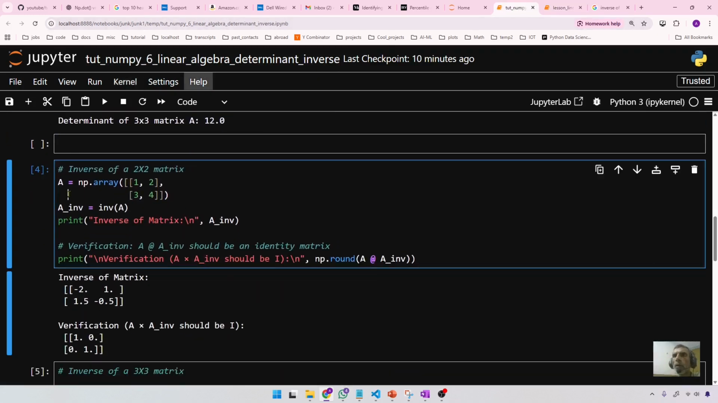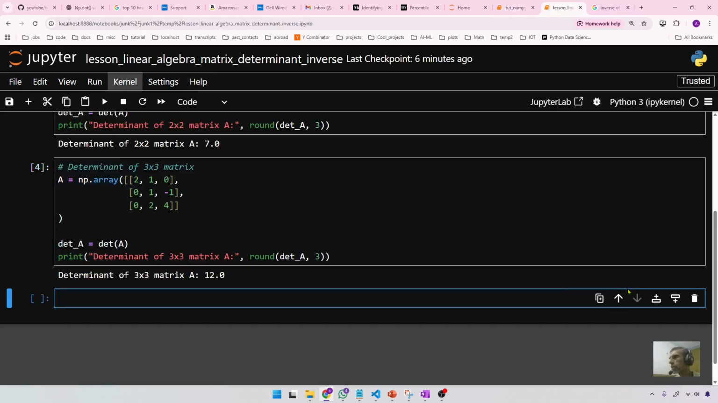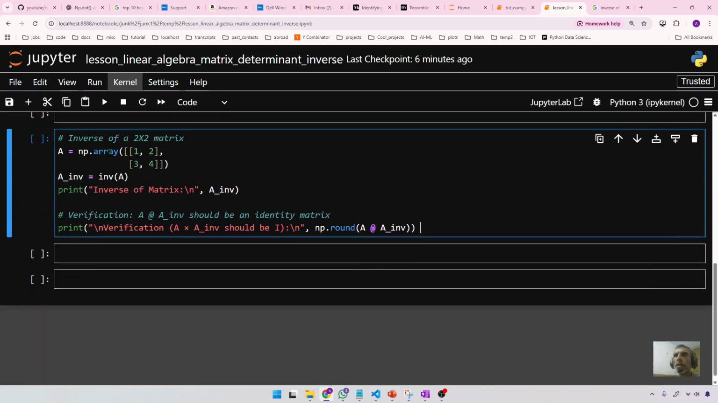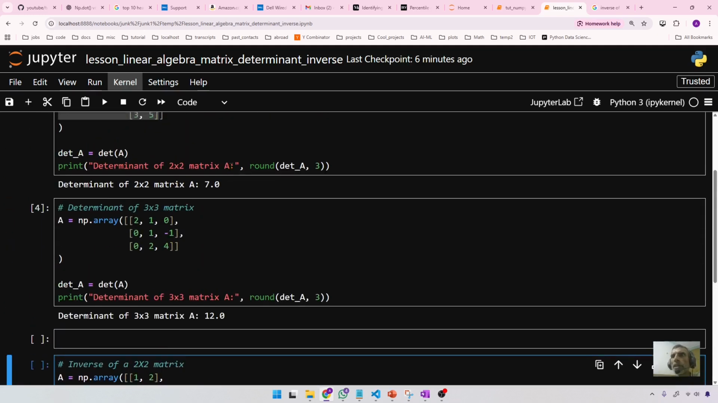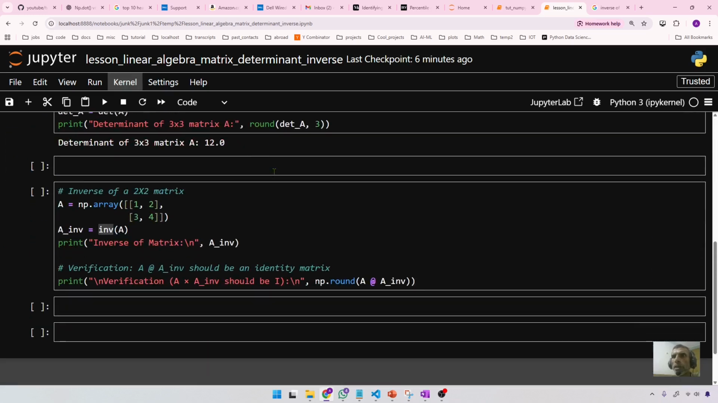Okay, what about the inverse? Sometimes you may want to calculate the inverse of a matrix. So this is your matrix A, and you want to calculate the inverse of that. So let's create a few cells, come over here, paste it. All right, so this is my matrix A. I want to calculate the inverse of that, and for that I'm going to call this inbuilt method inv. This inv is the same as the one I just imported. I call inv, and I print the inverse of my matrix.